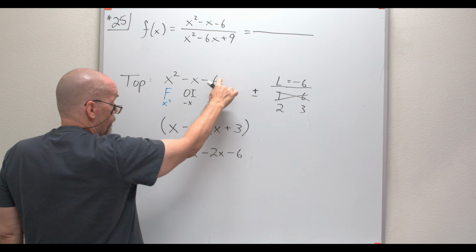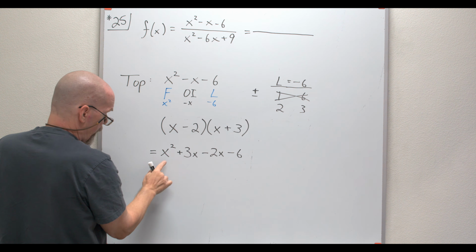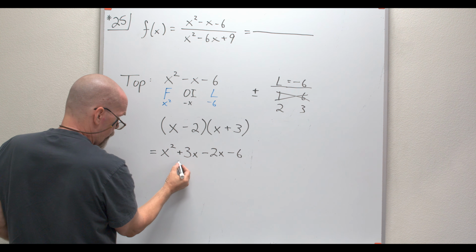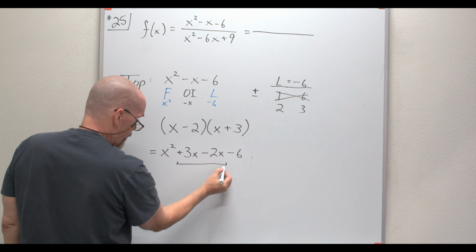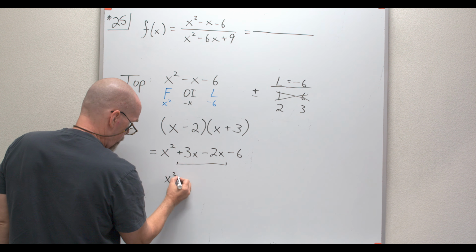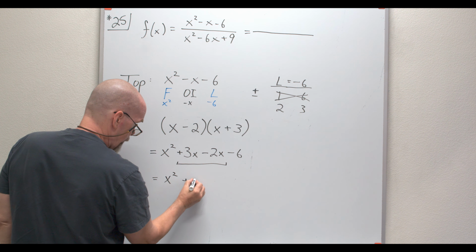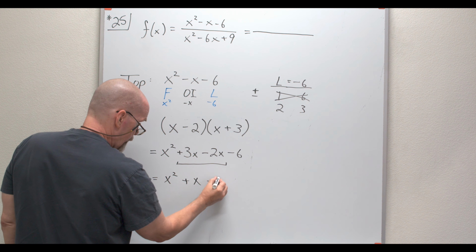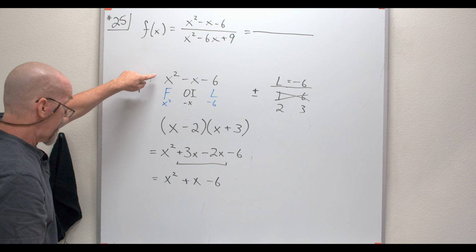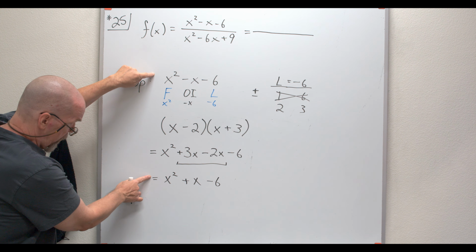I know that gives me this. It's why I chose them. I know my first times first gives me that. That's why I chose them. These are the ones that I really have to check to make sure. Positive 3x, negative 2x gives me a positive x and a negative 6. And then I look up here and I say, is it that? And I'm like, oh, it's close, close.